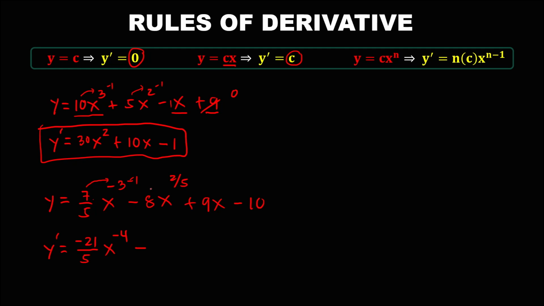Then minus 8 times 2 over 5. So just multiply this 8 and 2. So 8 times 2, that's 16. And copy the denominator 5. Then x with the exponent minus 1. So again, fraction minus 1.